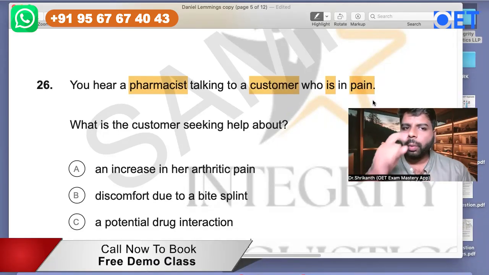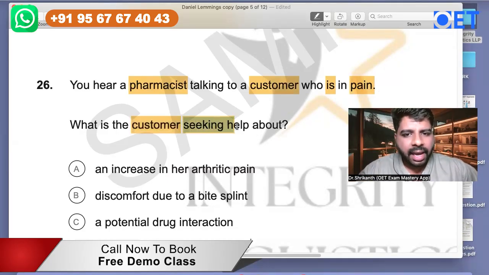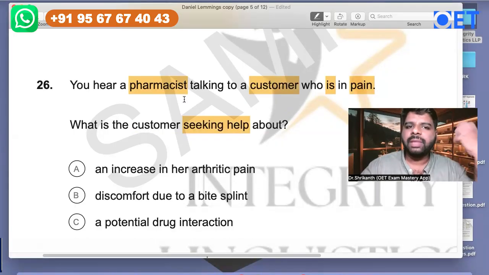Okay, now what is the question here? What is the customer seeking help about? Okay, so the solution is coming from the pharmacist.